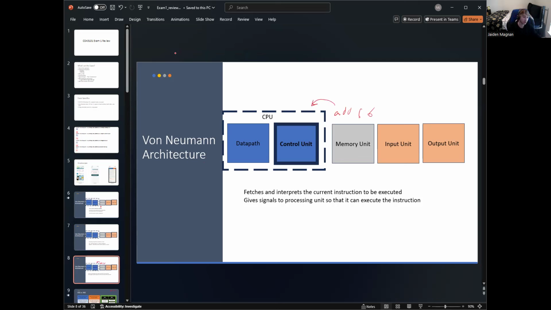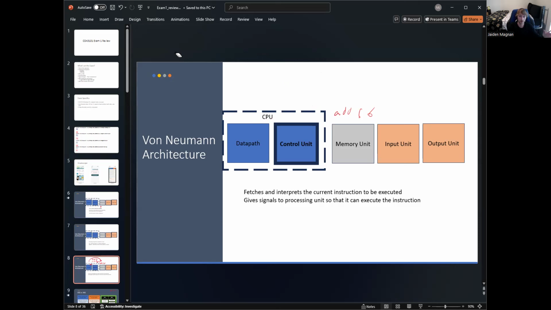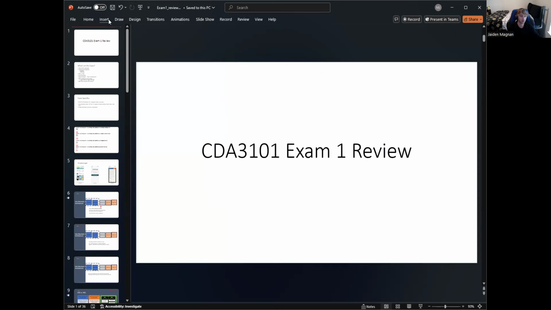And remember, registers are always on your chip. It will put 5 into register 15 and then 6 into register 16. And then it's going to tell the data path, or your actual processor, hey, let's add these two things together. Add them together, you get 11. And then it will send it back to the memory unit. That's a general, very brief, very conceptual overview of what's actually happening in this architecture. And remember, it's the instructions and the data that are stored in the memory unit. Everything is stored there.